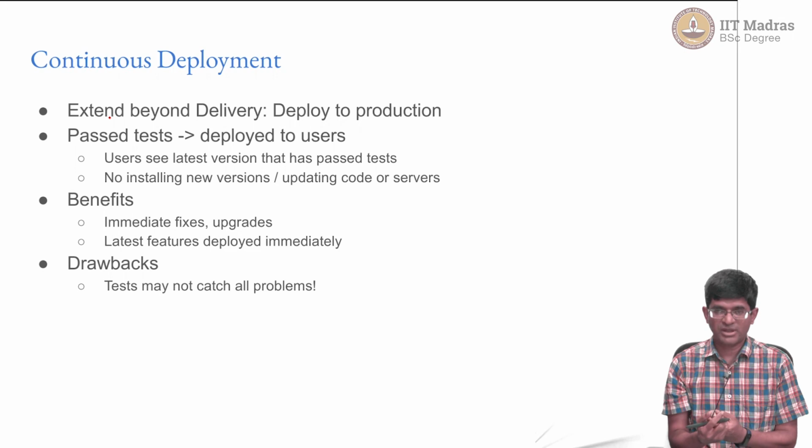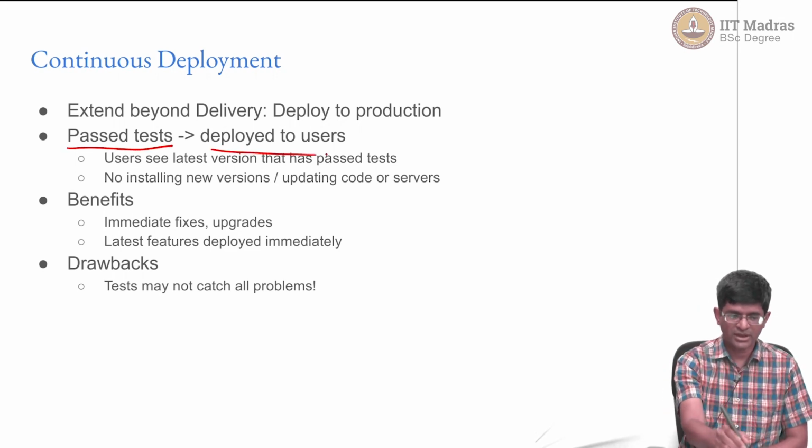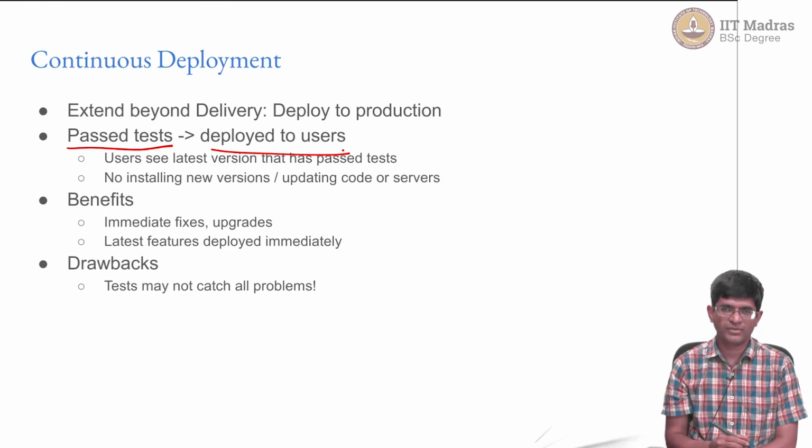And continuous deployment basically says the moment you have passed all the tests, it will package it, push it out and deploy it to users, okay, which is great in the sense that the users will see the latest version of the code that has passed all the tests. They never need to install a new version. They never need to say, oh, something is old, I need to update my software. That doesn't come into the picture because the software on the server just gets updated as soon as it has passed all the tests. So the next time a user comes and visits that website, they are seeing the new version of the code. Okay.